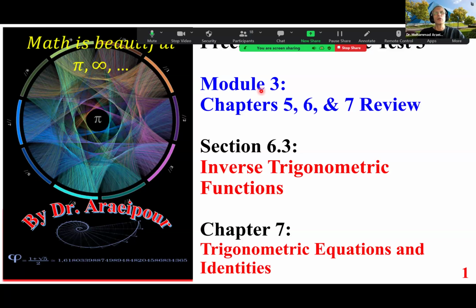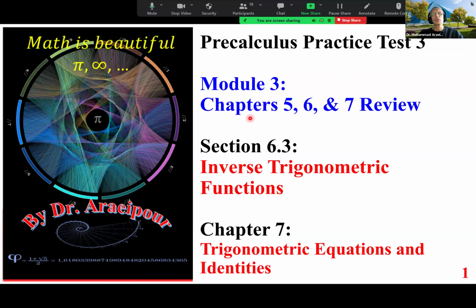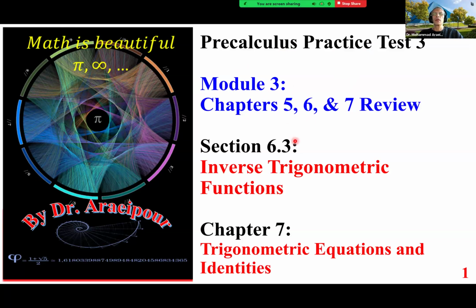Good morning, class. We are looking at practice test number 3, module 3, covering chapters 5, 6, and 7. Here's 6.3, inverse trigonometric functions. And chapter 7, trigonometric equations and identities, also known as analytic geometry.